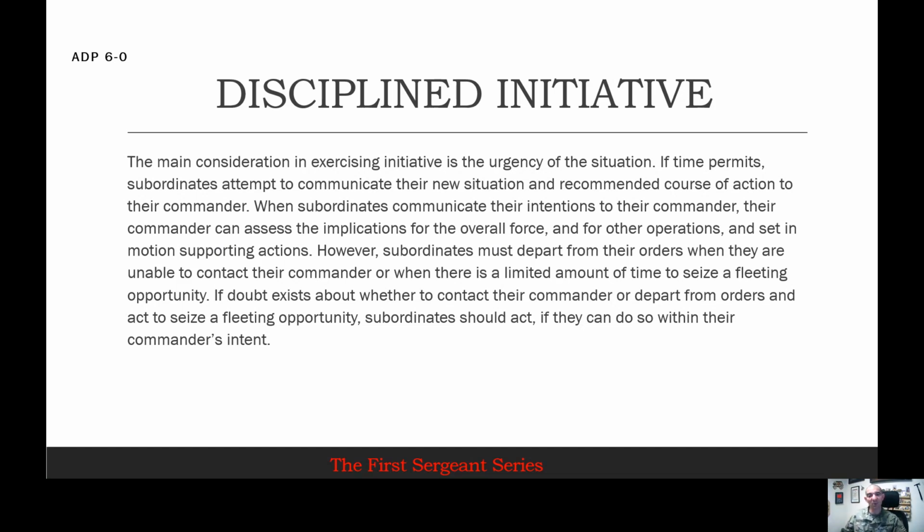However, subordinates must depart from their orders when they are unable to contact their commander or when there is a limited amount of time to seize a fleeting opportunity. If doubt exists about whether to contact their commander or depart from orders and act to seize a fleeting opportunity, subordinates should act, okay? If you have to think about it, you should act, if they can do so within the commander's intent, okay? If we can still act within the commander's intent, go for it.